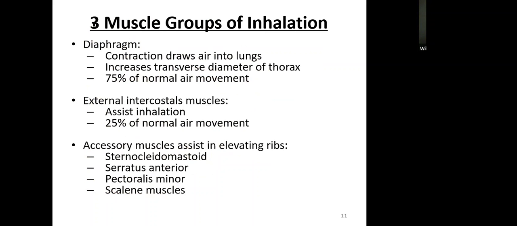So there are 3 muscle groups of inhalation. We started to talk about these muscles and looked at the intercostals in quite a lot of detail. But now, this is going to be particularly useful for you, especially when you have patients, with this current pandemic, thinking about things like COVID. This will be particularly pertinent to you for working out oxygen saturation levels.